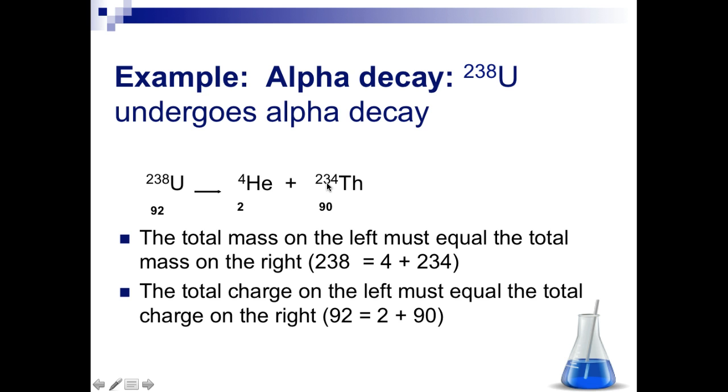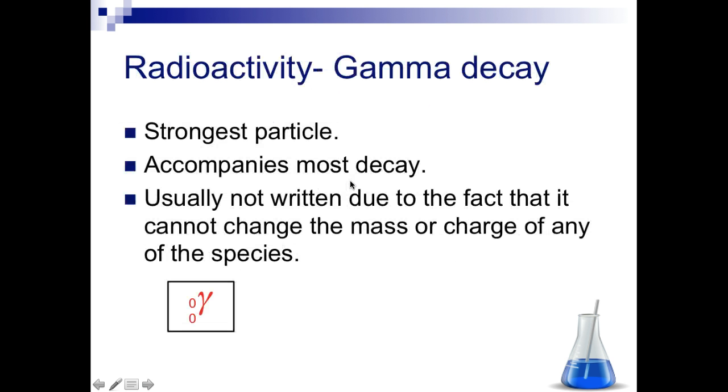To figure out what the new nucleus is that you make, you just have to do your math. So the total mass on the left must equal the total mass on the right. So 238 has to equal the mass of the alpha particle plus the mass of the new atom that you made. The total charge on the left must equal the total charge on the right. So 92 is the atomic number for uranium. That has to equal 2, which goes with your alpha particle, plus whatever your new element is, and in this case, the element that is 90 is thorium.